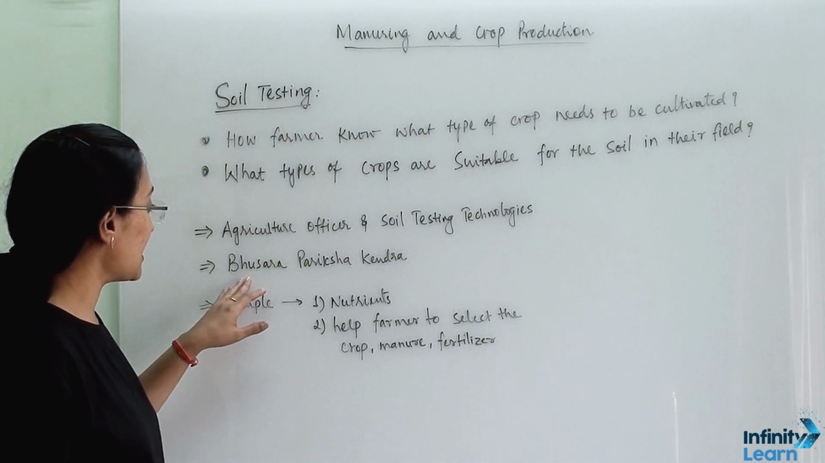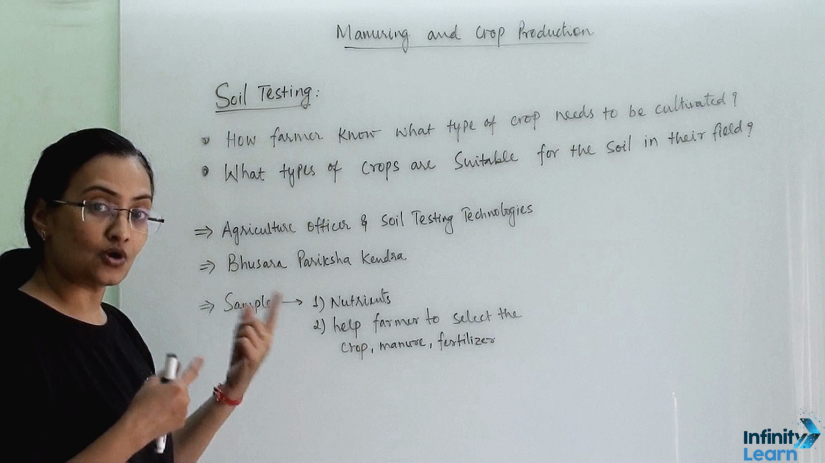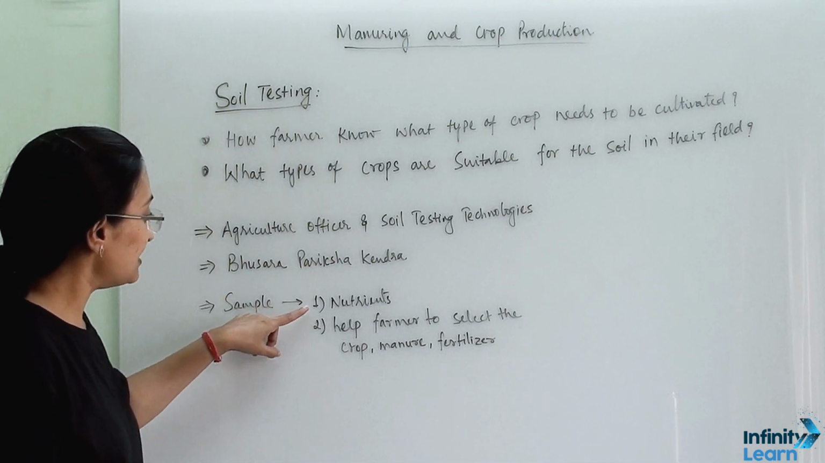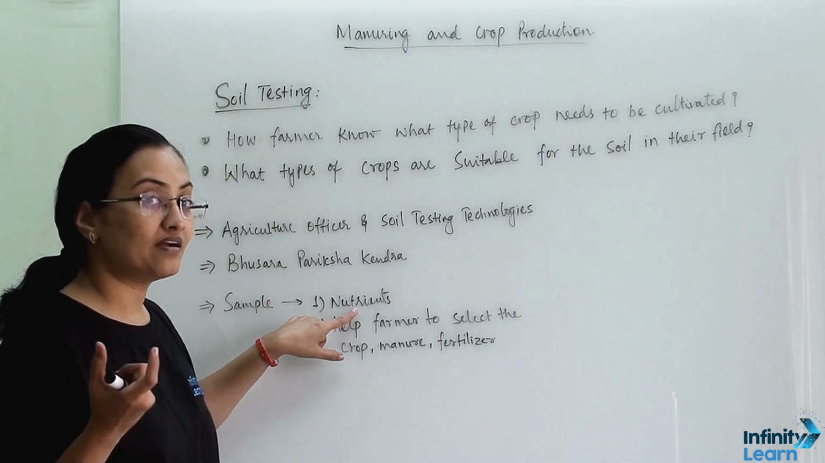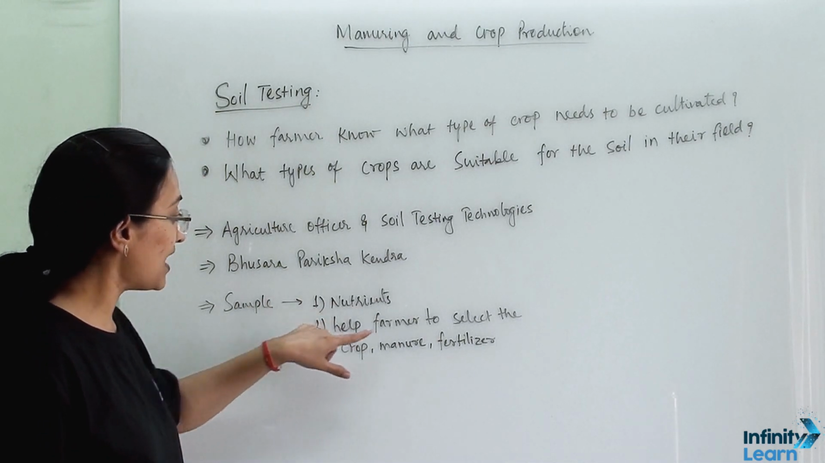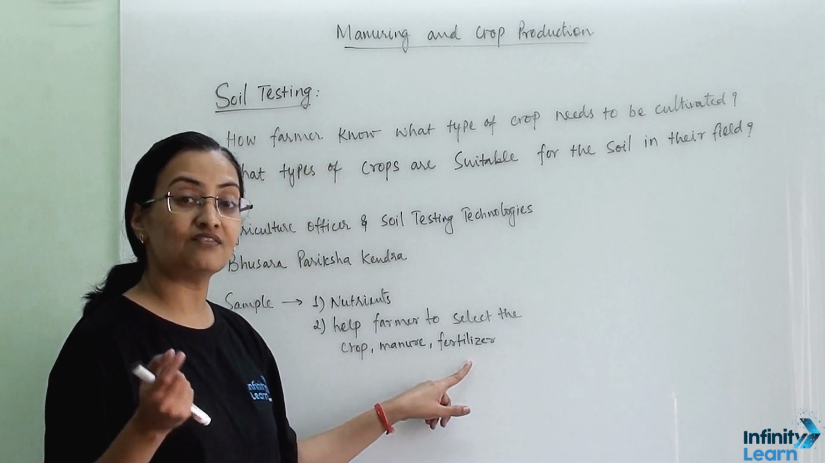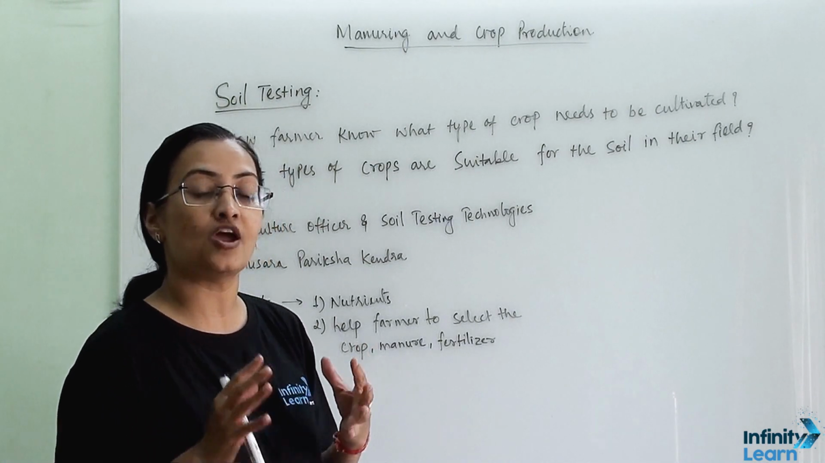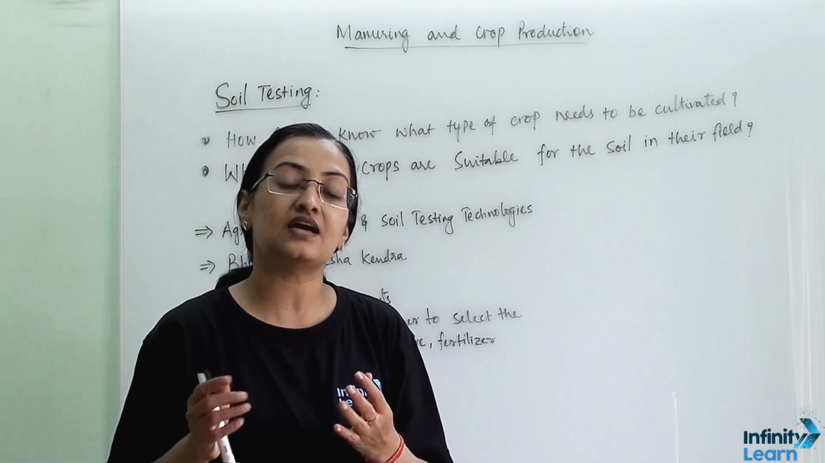It is also known as Bhusara Pariksha Kendra. When the farmer gives the sample to the soil testing laboratory, they will tell him what all nutrients the soil requires when taking the crop. It also helps the farmer to select the crop, manure and fertilizer, and they will also tell the farmer what amount of fertilizer will be required when taking that particular crop.